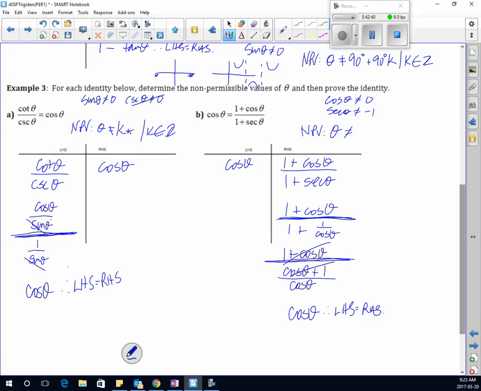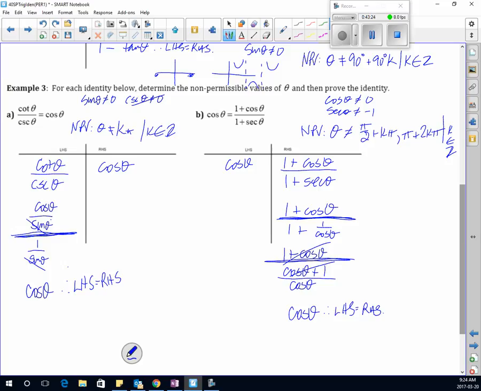Yes? Okay, so now my non-permissible values are theta cannot equal. So where is cos 0? 90 and 270. Let's do it in radians this time. So pi over 2 and 3 pi over 2 and everyone in that spot. So how do I write that? Plus k pi. Very good. And then secant -1. That would be where? What's -1? Cos. Where's cos -1? At pi. And pi plus what? Plus 2 pi. It's only where pi is, right? So 2k pi, where k is an element of the integers.